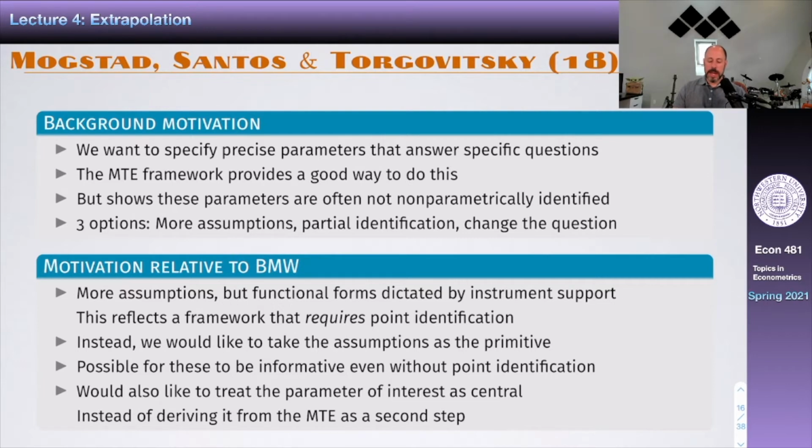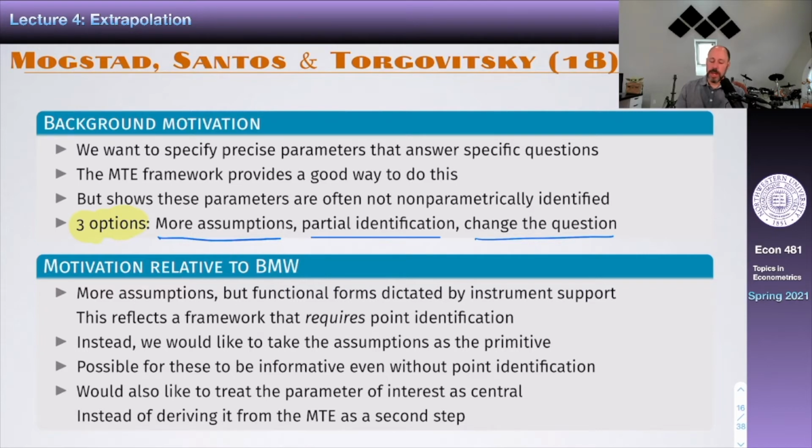So the idea is that, first of all, I wrote here, we want to specify precise parameters that answer specific questions. The MTE framework provides a good way to do this, but shows these parameters are often not non-parametrically identified. So there are three options when you are in a case like this. You include more assumptions, you think about partial identification, or you change the questions. All of this we've seen in different versions.